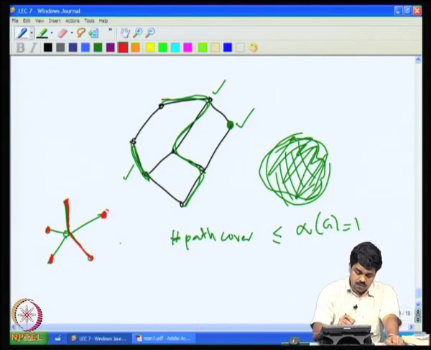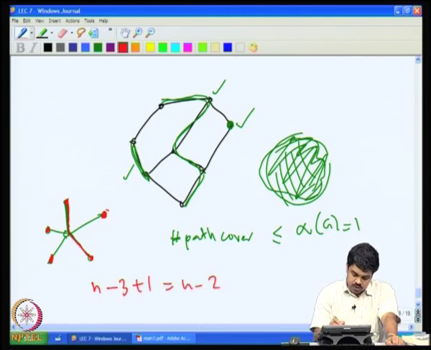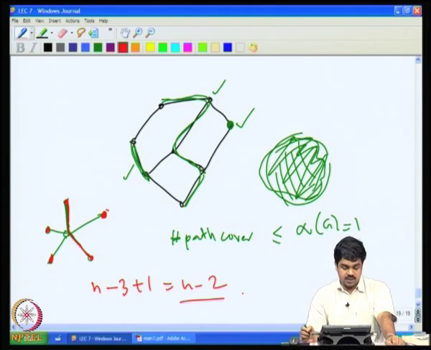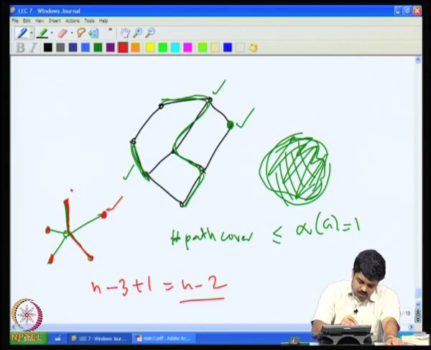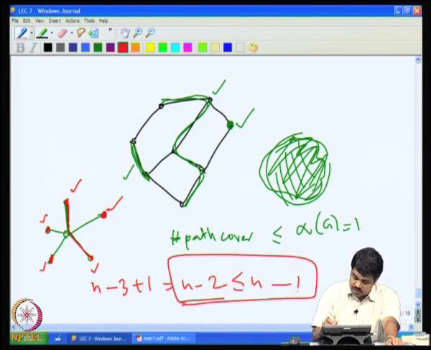So in a star Sn, for instance, if there are n minus 1 hands, then what you get is n minus 3 plus 1, which is equal to n minus 2, the number of paths in the minimum path cover. Now you can see the independent set is n minus 1. So this is still less than or equal to the biggest independent set, alpha of G.